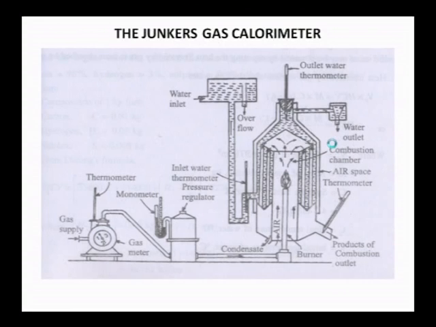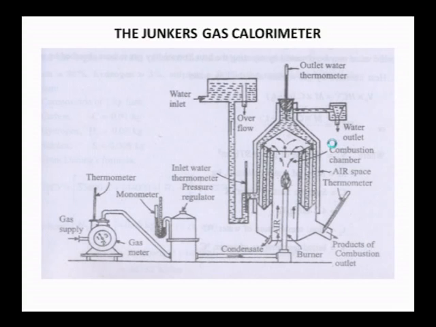I will explain this once again with this sketch. In the sketch you can make it out, there is a gas meter connected to the gas supply. There is a thermometer which is used to record the temperature at which the gas is supplied. The gas meter records the volume of the gas supplied, and the gas is then supplied to the burner.